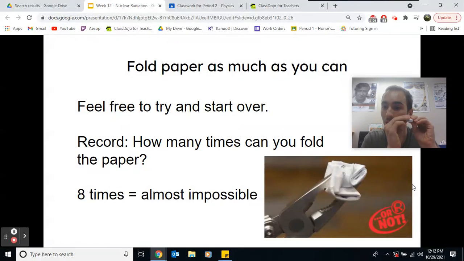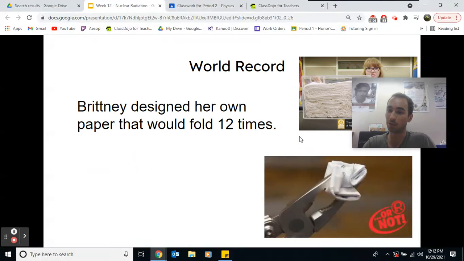It's like 1, 2, 3, 4, 5, 6, 7. Okay, that's how much I was able to fold this paper. So there was a point to that. The world record, if you're curious, is 12. Brittany designed her own paper.